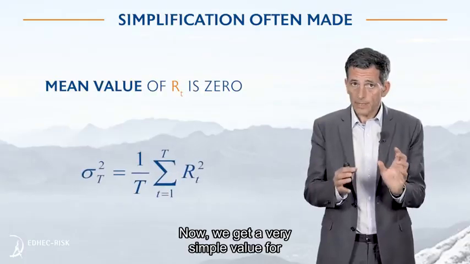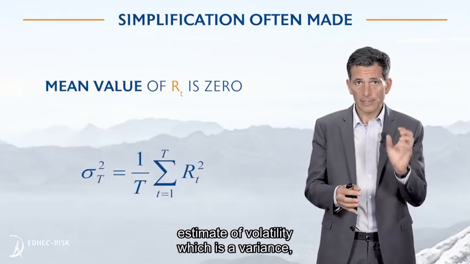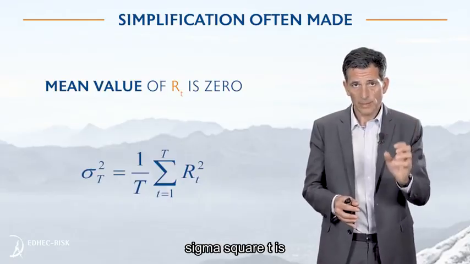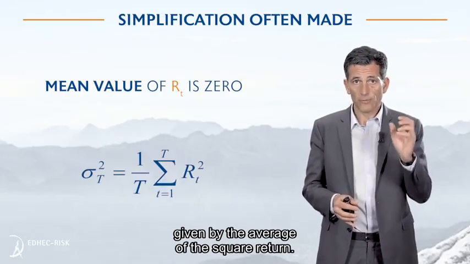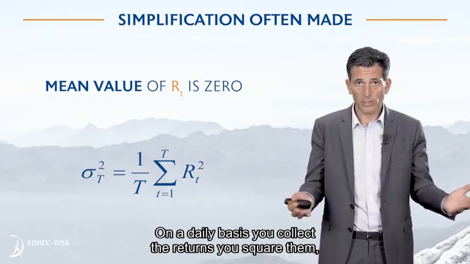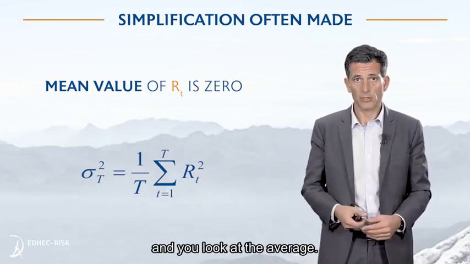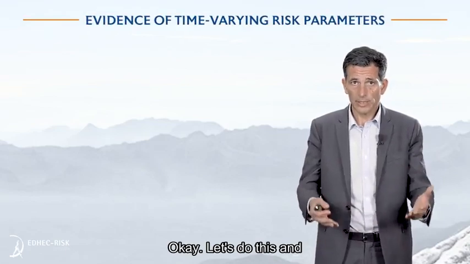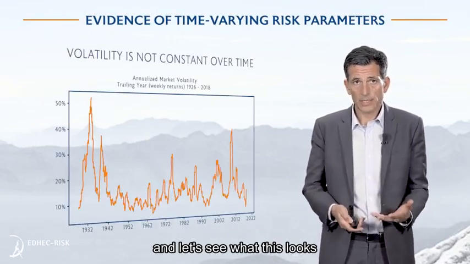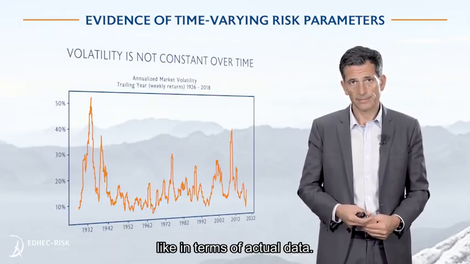Now we get a very simple value for estimate of volatility, which is our variance. Sigma square t is given by the average of the square return. That's very simple, right? On a daily basis, you collect the returns, you square them, and you look at the average. Okay, let's do this, and let's take a look at actual data, and let's see what this looks like in terms of actual data.